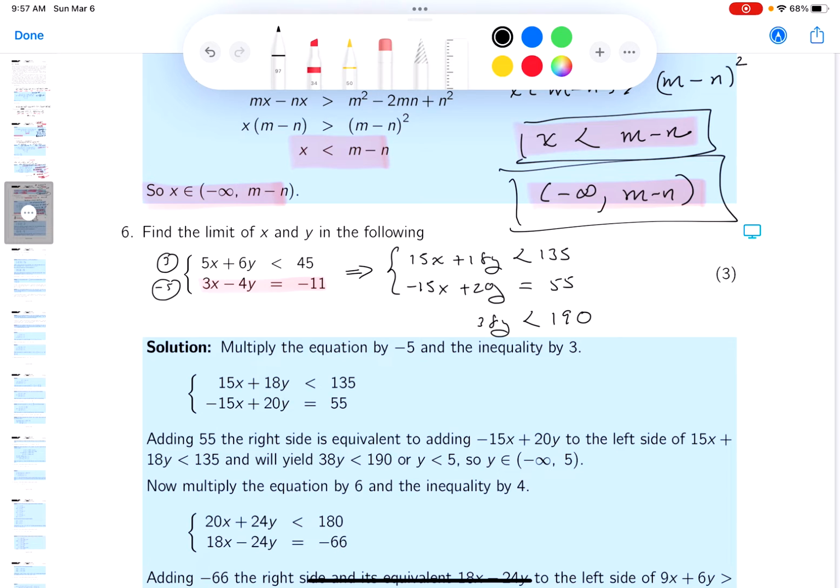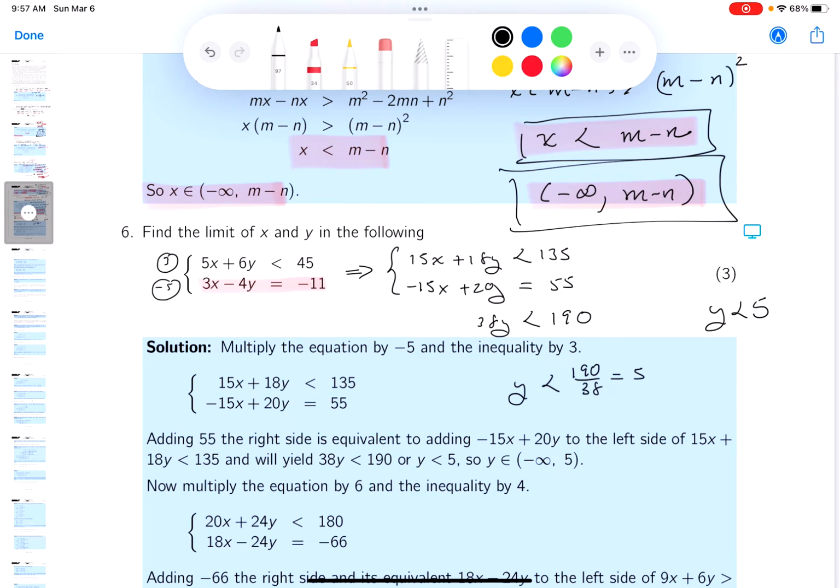Okay. What am I going to do now? Well, I'm going to divide both sides by 38. And what do you get? You get y, 190 divided by 38. Well, that looks like the number 5. So I'm going to say y is less than 5. All right? Y is less than 5.